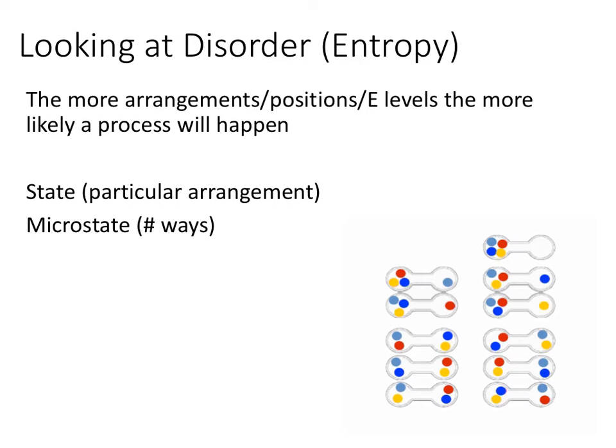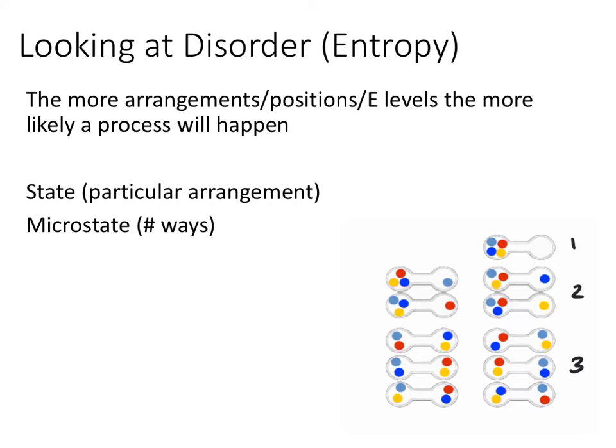Okay, so basically the more arrangements or positions or energy levels that are available, the more likely a process is going to happen. Okay, so basically we define a state as a particular arrangement, and a microstate is the number of ways that arrangement can happen. Okay, so if we look at the example over here on the right-hand side, basically we have 3 different states, so 3 different particular arrangements.